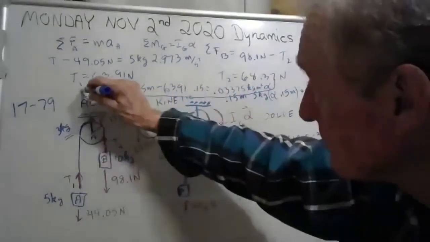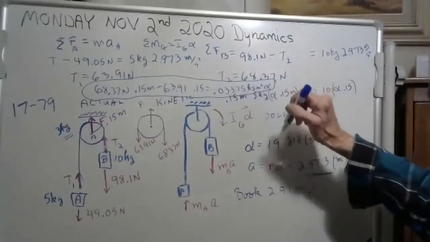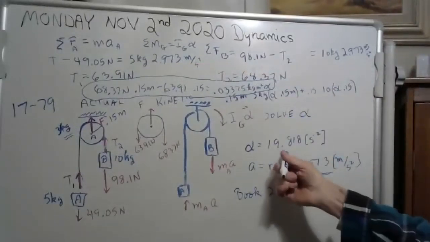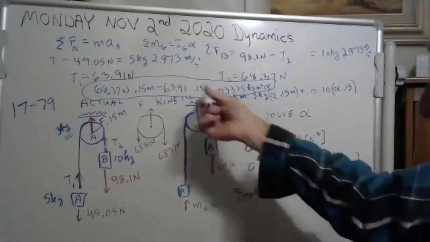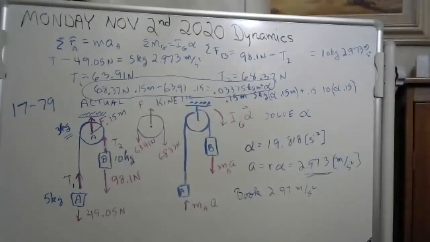Now we can solve this equation here, and we can get our angular acceleration, and it darn well better be 19.818. If it is, then we've done everything right. Plug all that into your calculators and tell me what you get. All right, well, here goes.